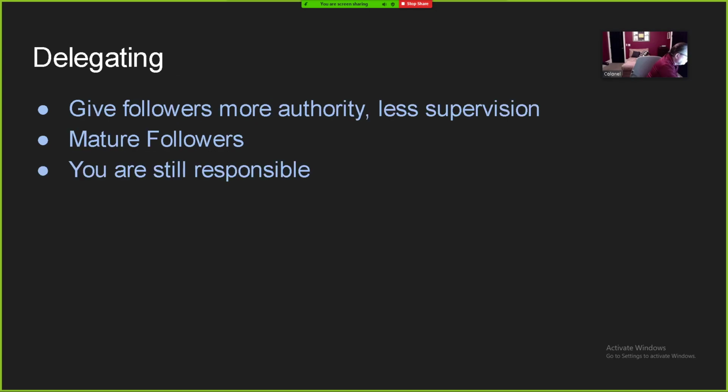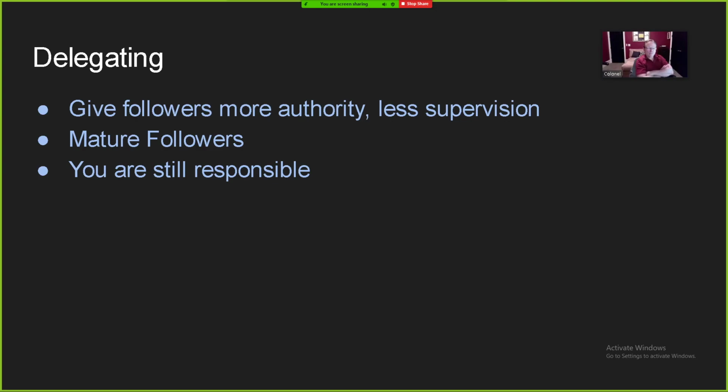And then delegating. This is more like a laissez-faire leadership style, or you can compare it to that. So you're giving followers more authority and less supervision. And it's good for when you have more mature followers who can also lead themselves, or maybe lead small individual groups within the entire group.